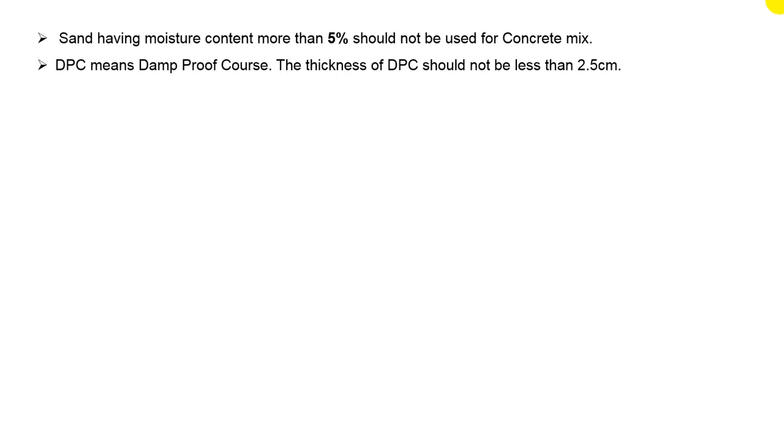Then DPC means damp proof course. Damp proof course, this is an important term used in construction. The thickness of DPC shouldn't be less than 2.5 centimeter. Okay, the thickness of damp proof course shouldn't be less than 2.5 centimeter.